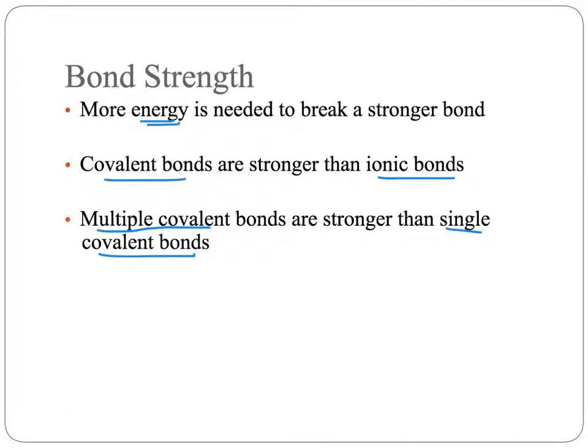So that covers what I want to say about covalent bonding. Hopefully you can see the difference between covalent and ionic bonds and have some idea how to create these compounds using Lewis dot structures.